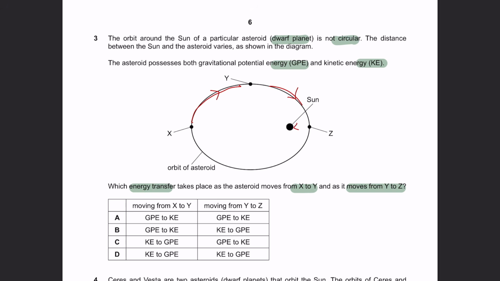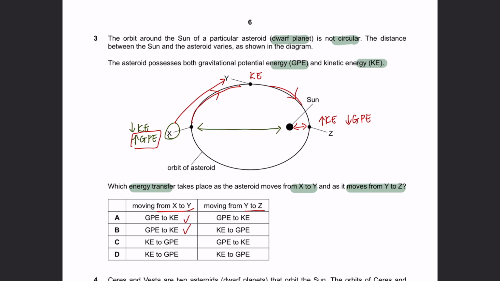So again, this is the position whereby the planet is closest to the Sun, so it has the highest kinetic energy and the lowest gravitational potential energy, whereas at X the position is the furthest from the Sun, so it has the lowest kinetic energy and the highest gravitational potential energy. So moving from X to Y, it will change from gravitational potential energy to kinetic energy. As it goes closer to the Sun, the speed increases. So the answer is either A or B.